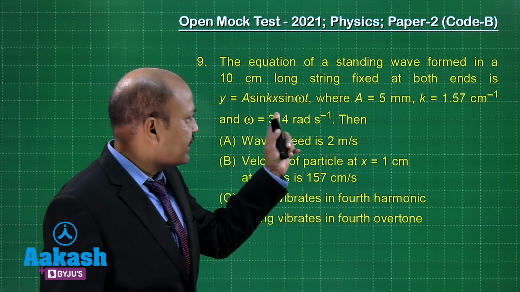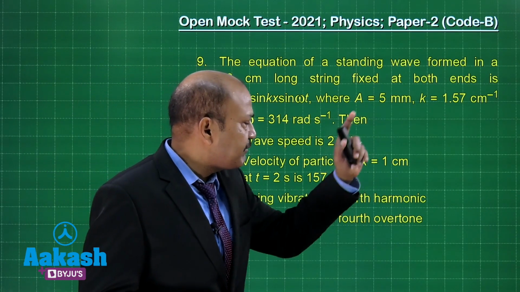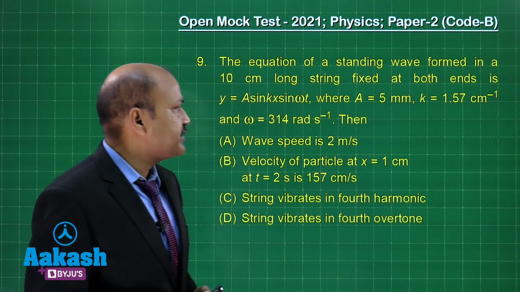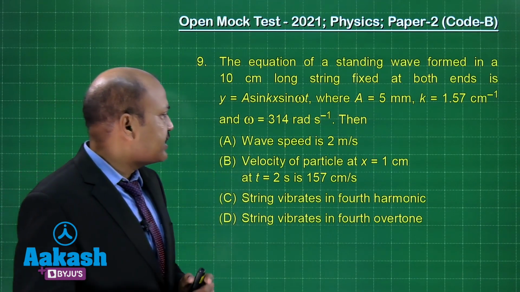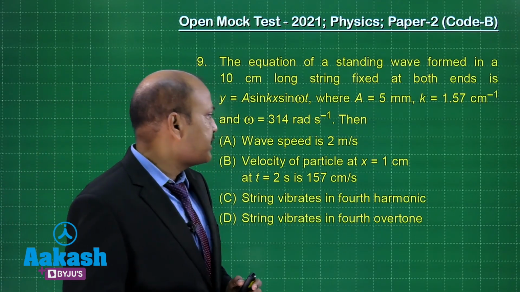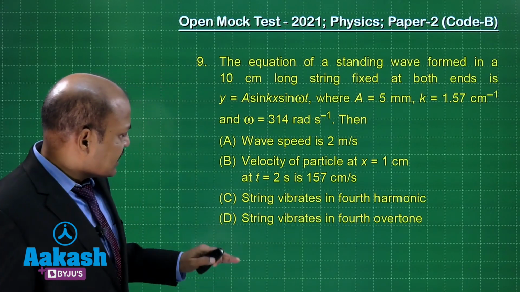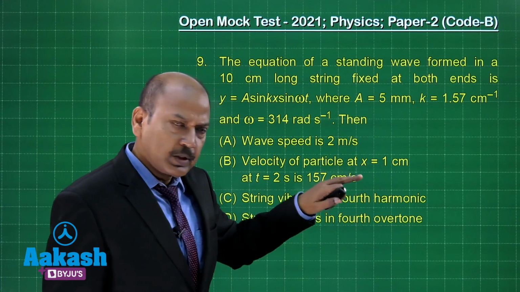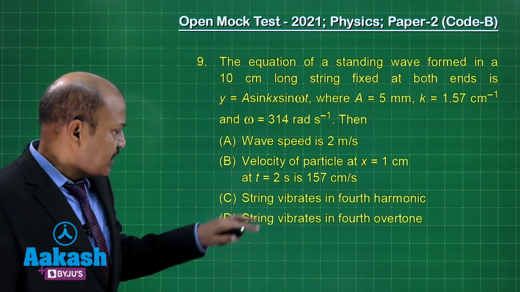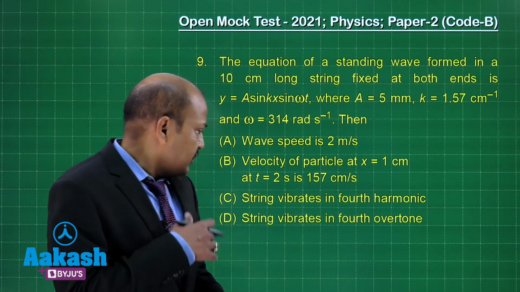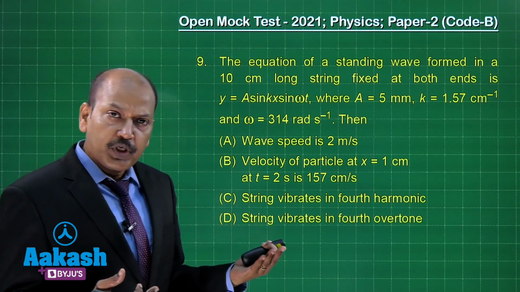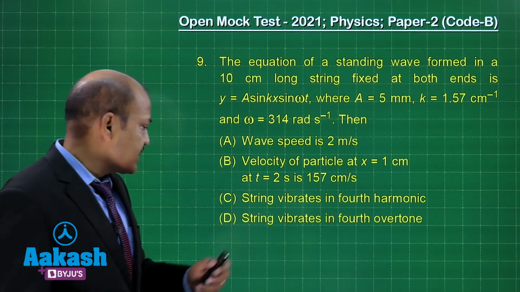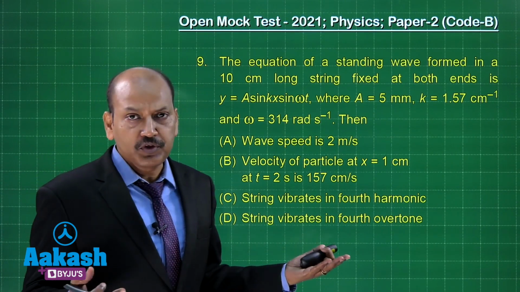y equal to a sin kx sin omega t, where a is 5 millimeter, k is 1.5 centimeter inverse and omega is 314 radian per second. Then the options are about speed of wave, velocity of particle at a specific location at specific instant of time, and whether the string vibrates in 4th harmonic or not, we have to judge that. Option D is about string vibrates in 4th overtone.